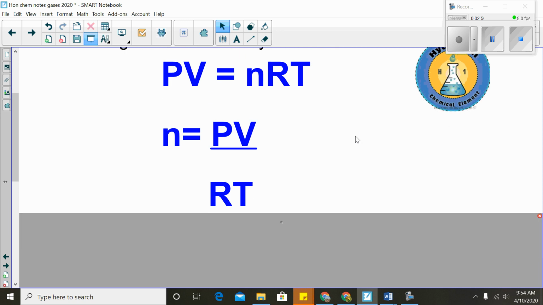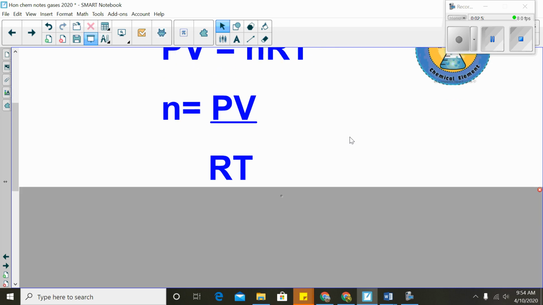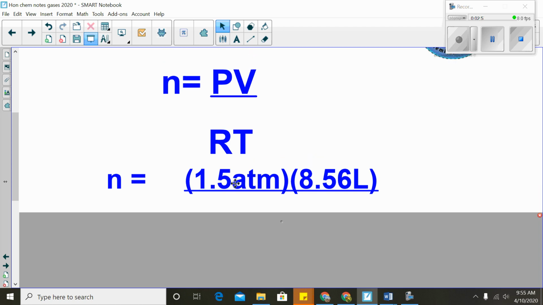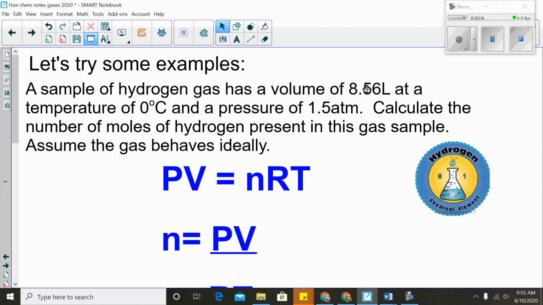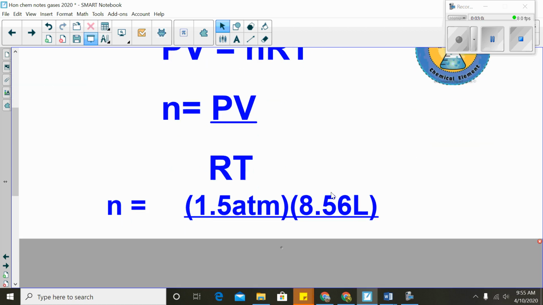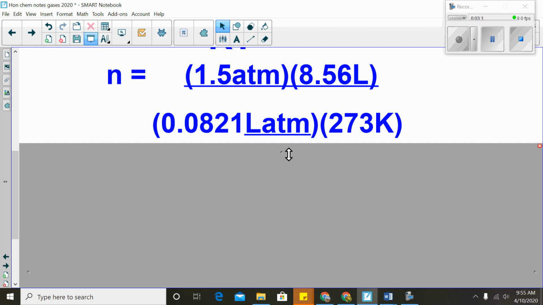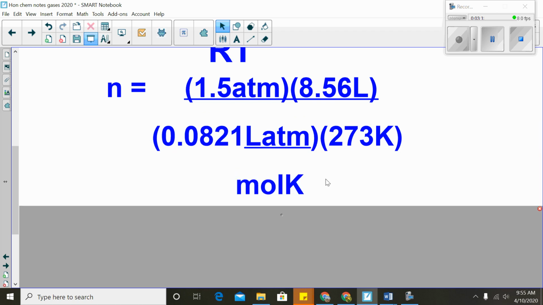Okay, now let's start plugging in what we know. Okay, from the problem, 1.5 atm is our P. From the problem, 8.56 liter is our volume. So that was in the problem right up here. There's our V, there's our P. Okay, now R. Okay, so R is 0.0821 liter atm over mole K.